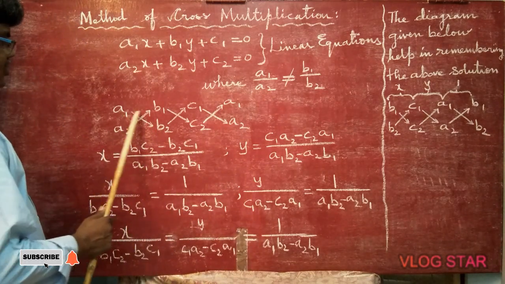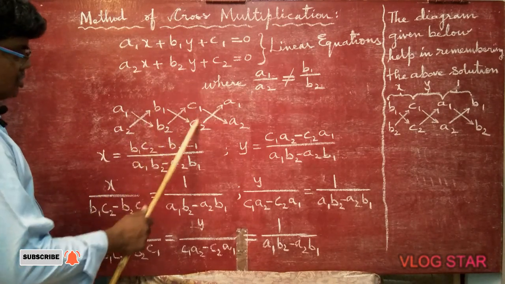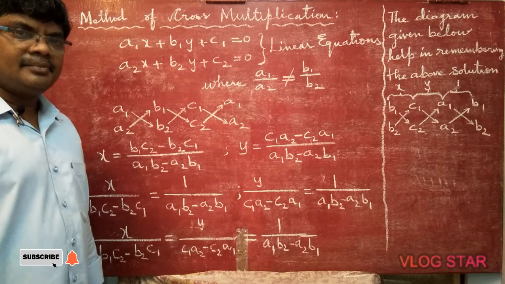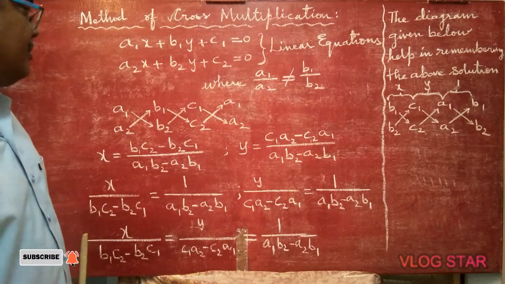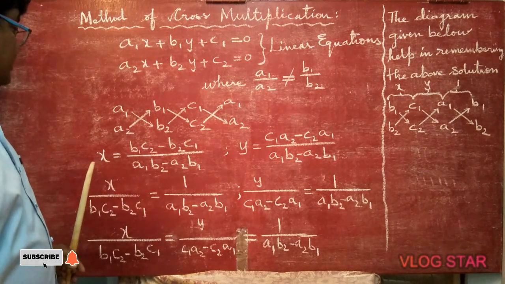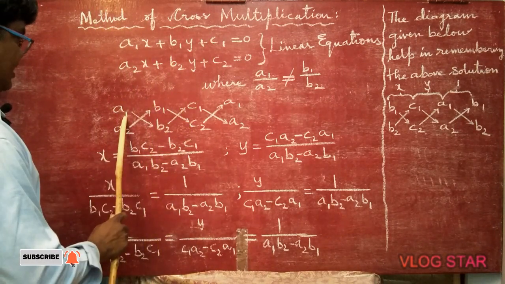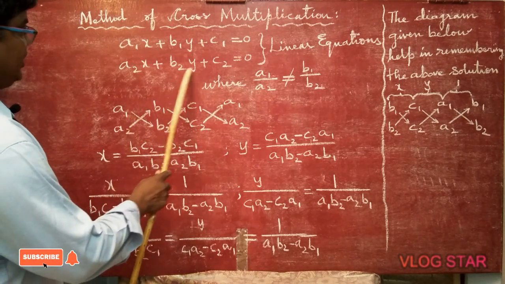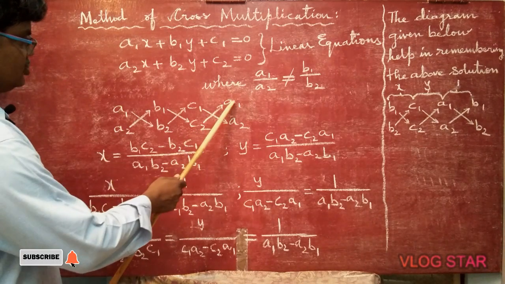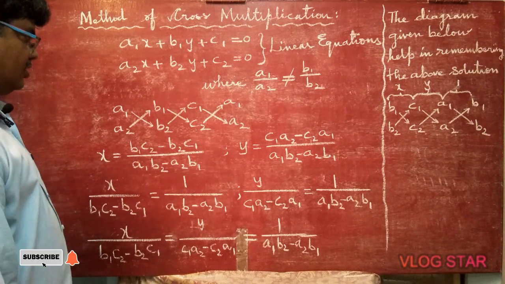Now, just write the coefficients. This is x coefficient, y coefficient, constants. And what you write first, you have to repeat at the last. That is the method of cross multiplication. Keep in mind. So take the coefficients a1, b1, c1, a2, b2, c2, and what is the starting should be the end. It should repeat like that. That is the method we have to follow.